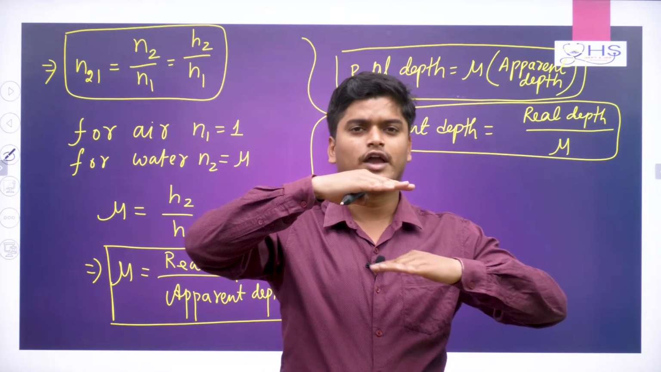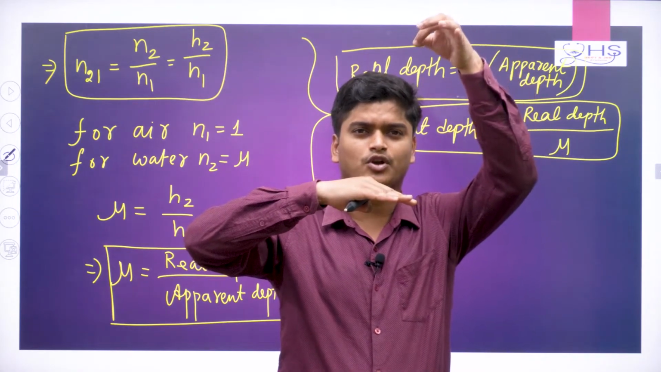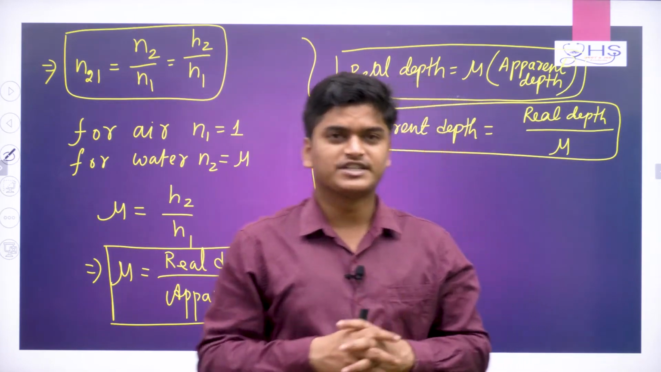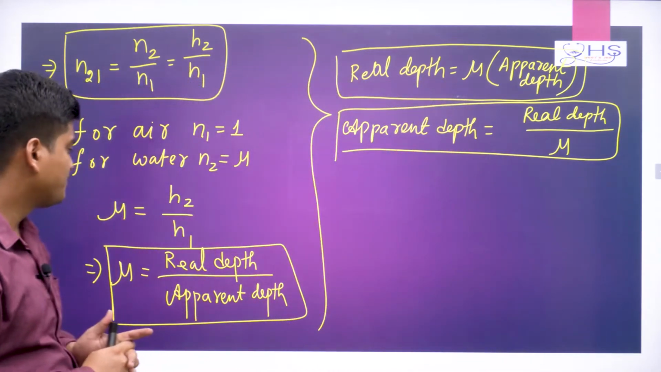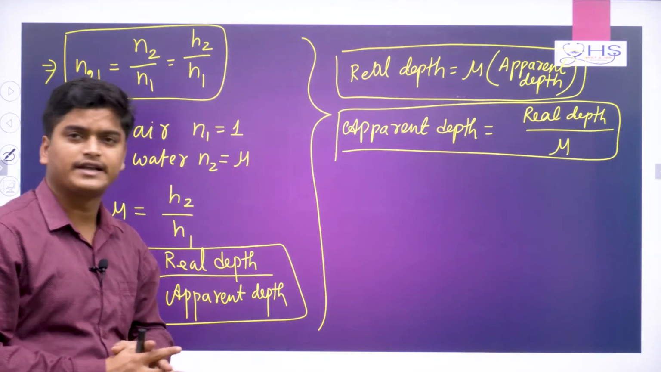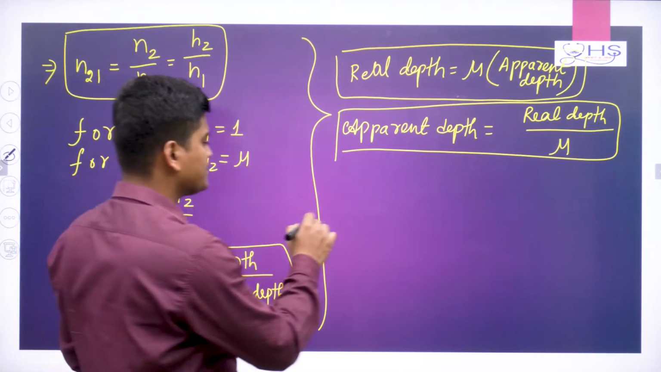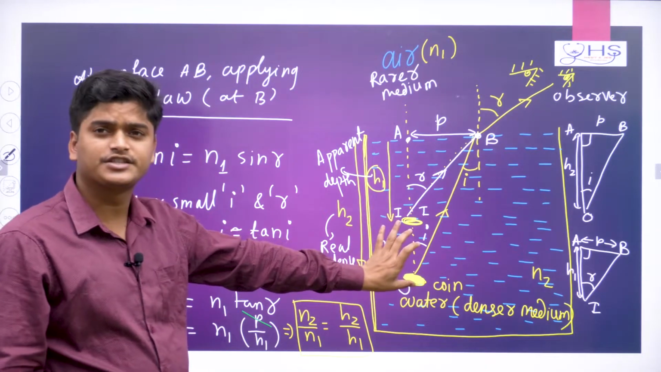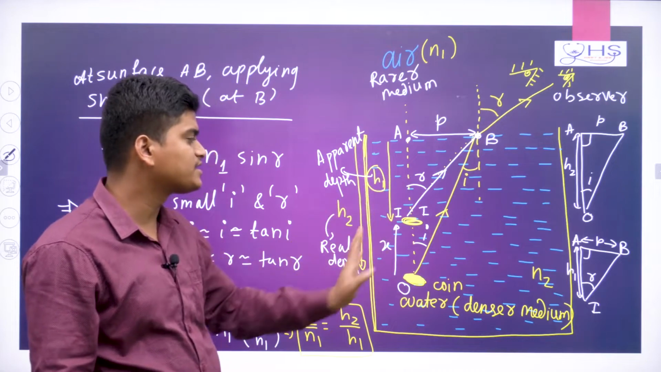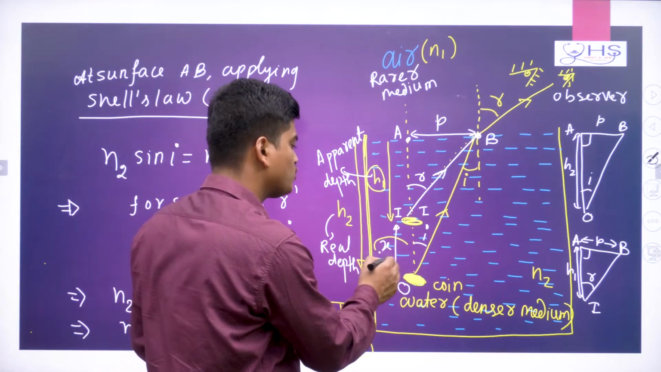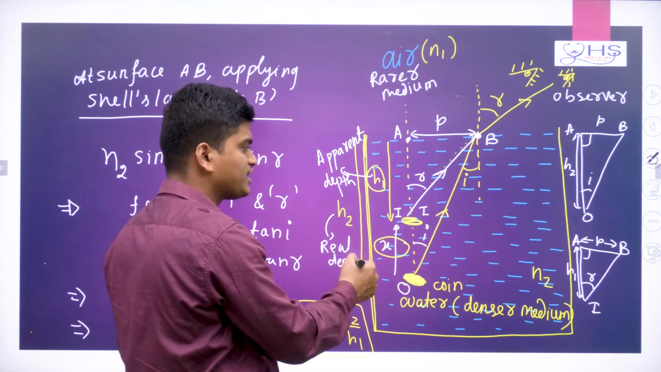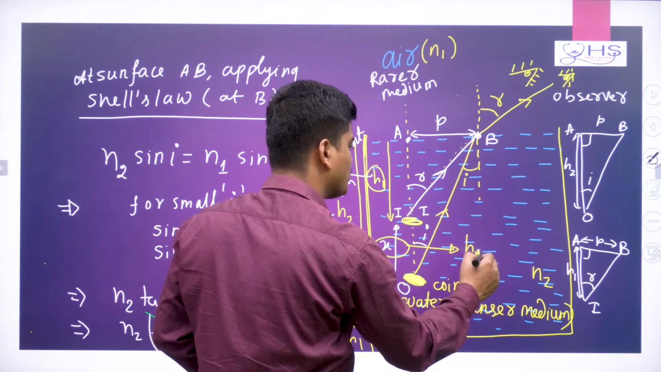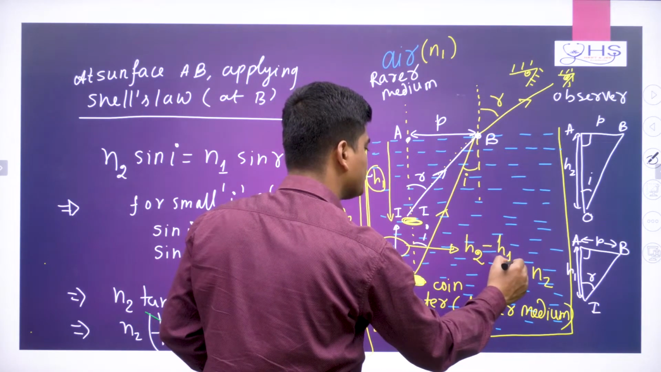Actually the coin is here, but when you are watching from the top, you see that some shifting has already happened. This is basically called real depth and apparent depth, and there is a relation between refractive indices. Now the next thing is the shift. If you see the previous slide, this x is the shift. The coin has shifted x distance, and if I need to find this x, from here to here it is the real depth, from here to here it is the apparent depth, then x is nothing but h2 minus h1.